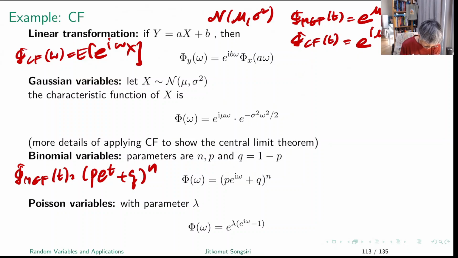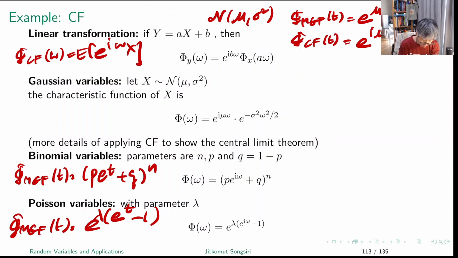And for the Poisson, the MGF is e to the lambda times (e to the t minus 1). This is from the previous video. That's why for the characteristic function, you replace t with i omega. Okay.